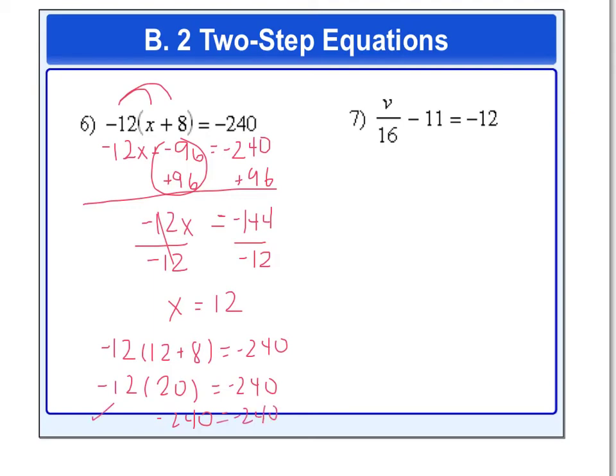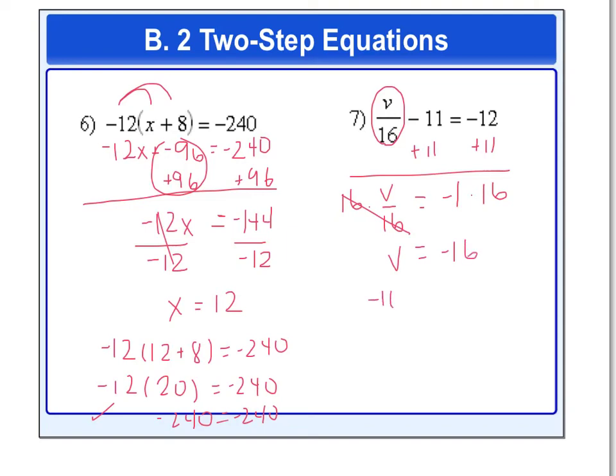The next one, the farthest part that's away from our v, this is directly connected here, is our minus 11. To get rid of that, we'll add 11 to both sides. We have v over 16 equals, it's going to be negative 1. We'll multiply both sides by 16. We get v equals negative 16. We're going to check. Negative 16 over 16 minus 11 equals negative 12. Negative 1 minus 11 equals negative 12 plus the opposite. It does equal negative 12, so it checks out.